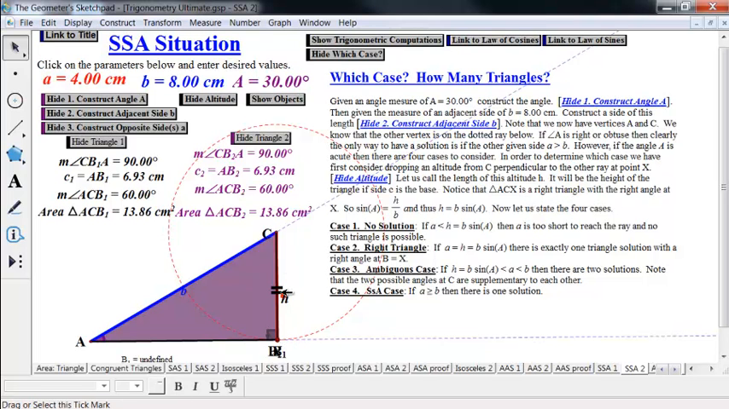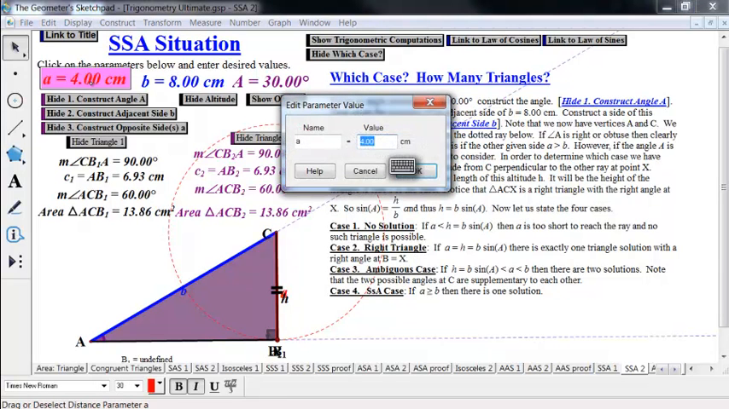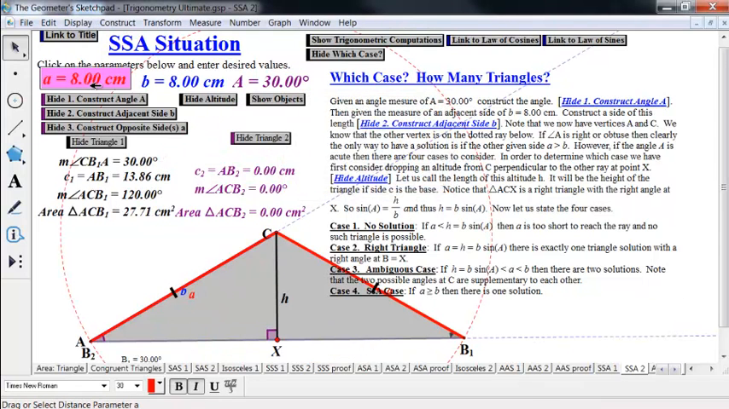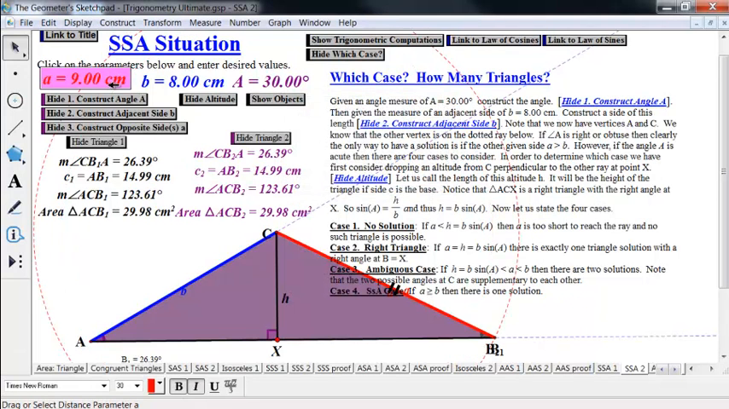And so if A is less than H, or B times sine A, then A is too short to reach the ray and no triangle is possible. If it actually equals it, there's exactly one triangle solution, one congruence class of triangles, with a right angle at B, and B and X are the same thing. But if it's a little bit longer, let's say 5 here, then we got the ambiguous case. Okay? But if it gets longer still, up to the side where the first one is bigger than the second one, or equal to it, if this is 8, there's only one solution there. Or if it's bigger still, like say 9, we're back to one solution.